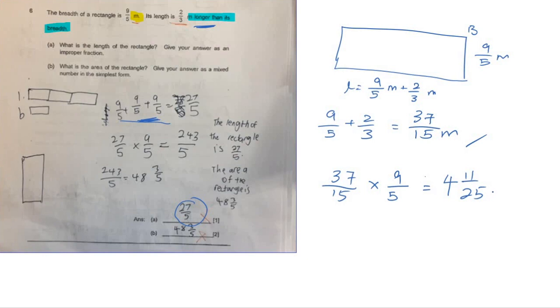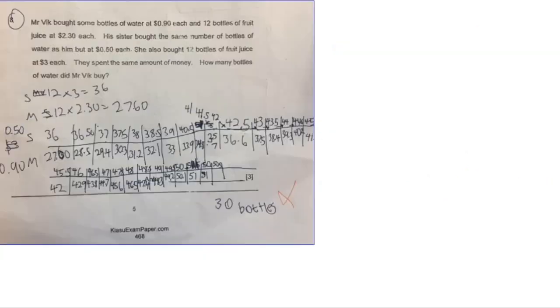11/25 meter square. Okay, he bought some bottles of water at 90 cents each, and 12 bottles of fruit juice at $2.80 each. Okay, the sister bought the same number of bottles as him.